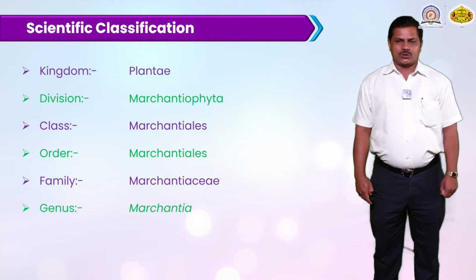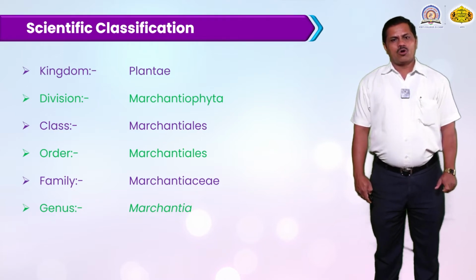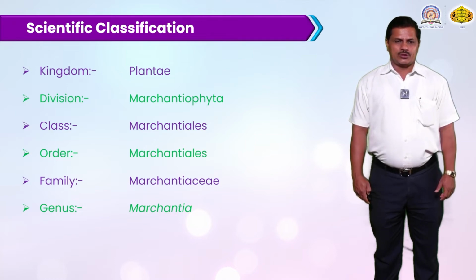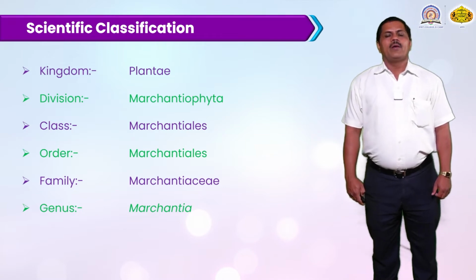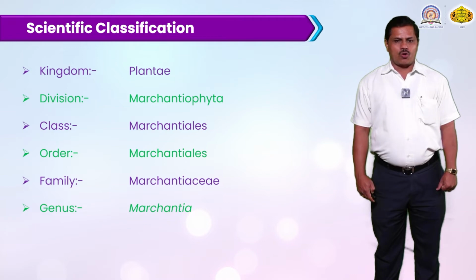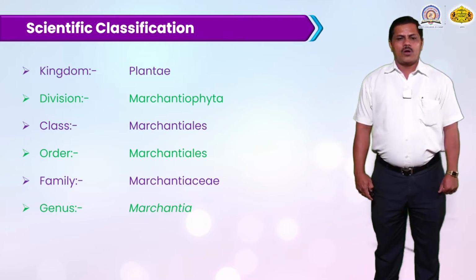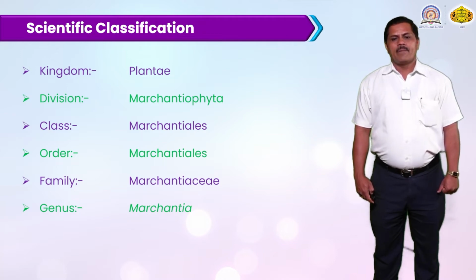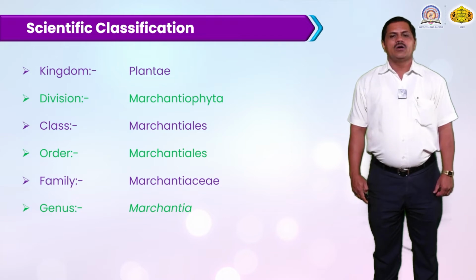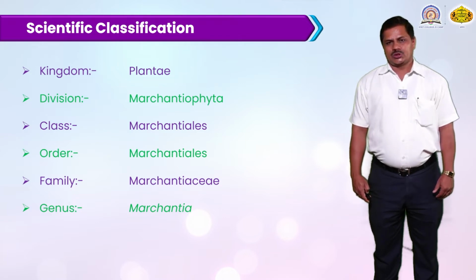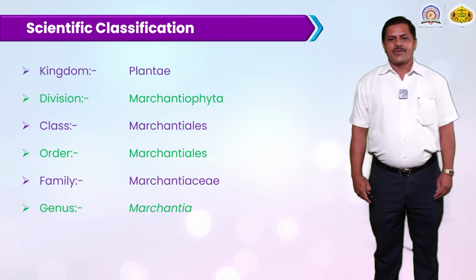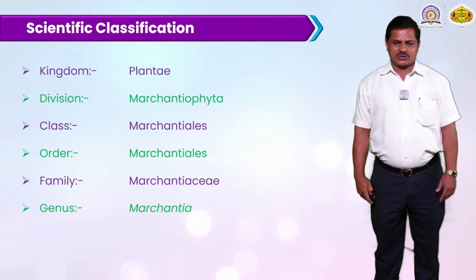Then the scientific classification of Marchantia, or distinguishing characteristic features. Kingdom is Plantae. The plant grows as a thallus structure. They are green autotrophic. Division is Marchantiophyta. Then class is Marchantiopsida. Order is Marchantiales. Then family is Marchantiaceae and genus is Marchantia. This is the systematic classification by which Marchantia species are classified: kingdom, division, class, order, family, genus and species also.